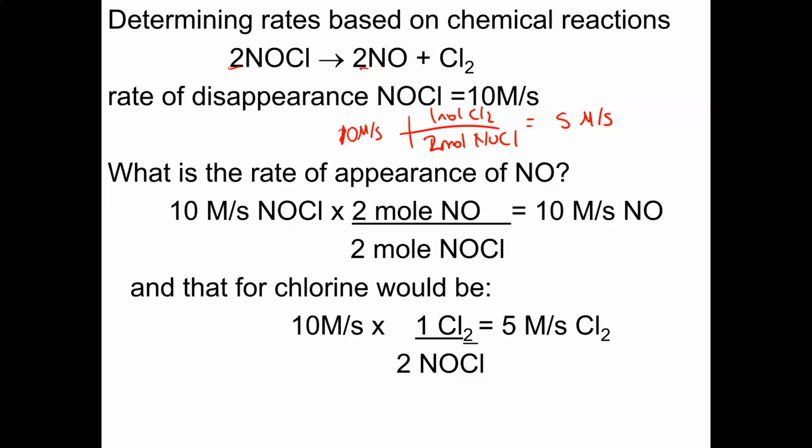So it's important to note that if you have the rate of one chemical in a balanced reaction, you can figure out the rate of all the others with just that information using stoichiometry. So another way of using stoic, which makes it even more fun.